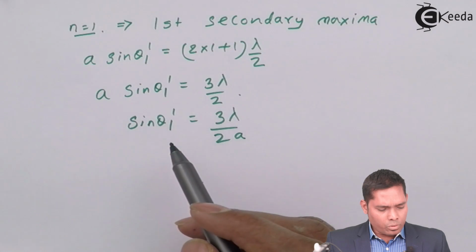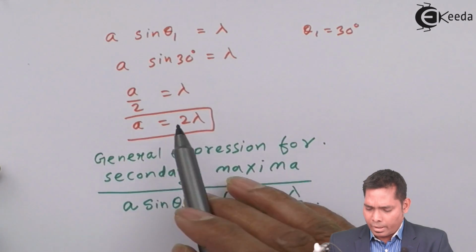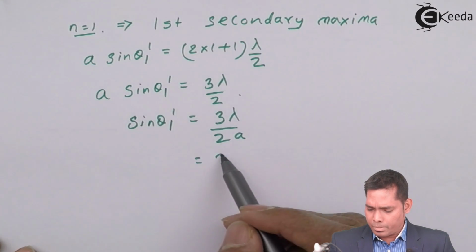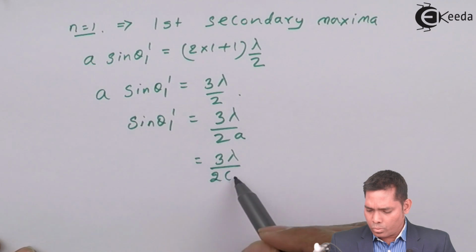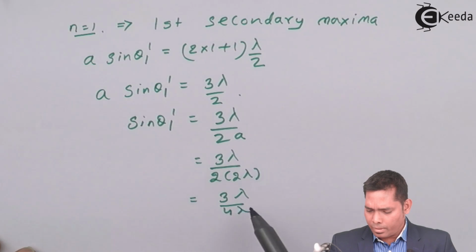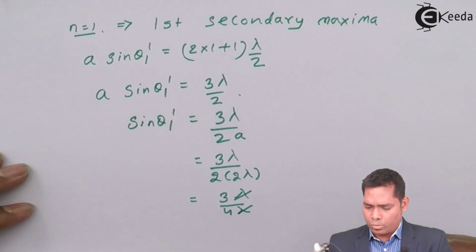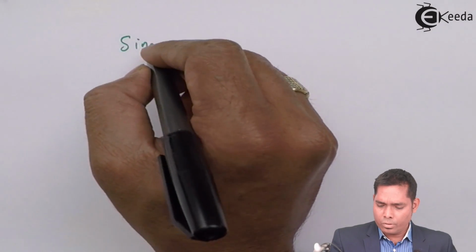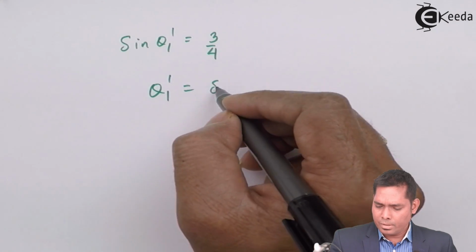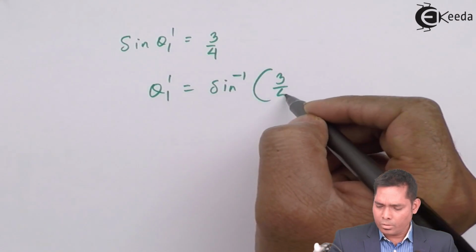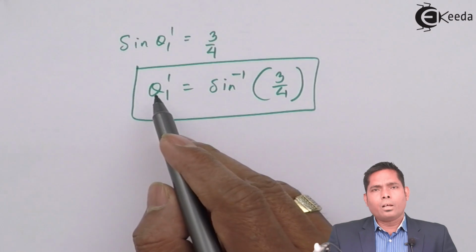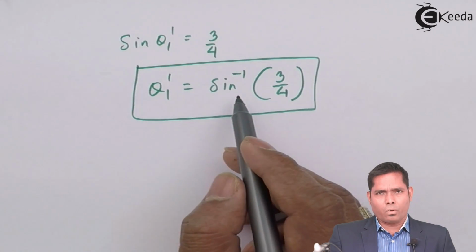Now we have to substitute the value A equals 2 lambda. Then the denominator becomes 2 into 2 lambda, which is 4 lambda, so we have 3 lambda by 4 lambda. Lambda will cancel. So sine of theta 1 prime equals 3 by 4, or theta 1 prime is sine inverse 3 over 4. This is the angle where the first secondary maxima is formed.